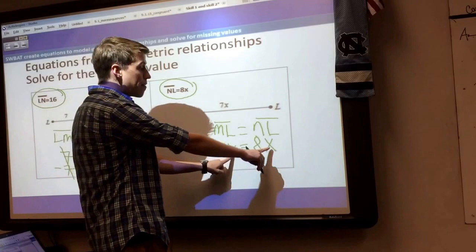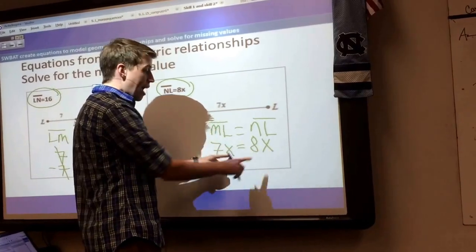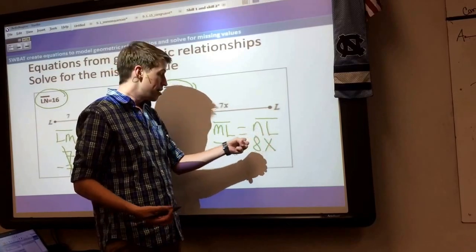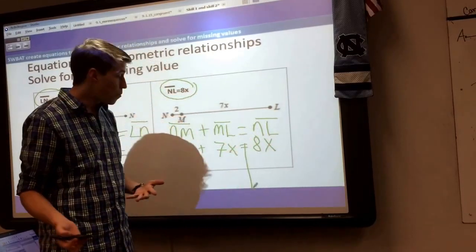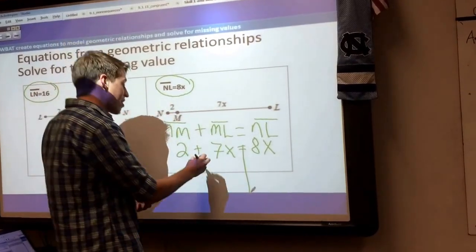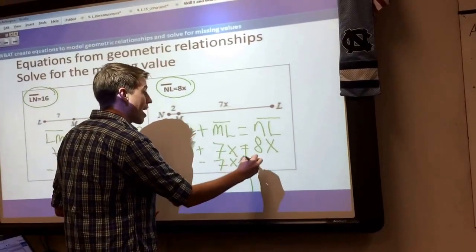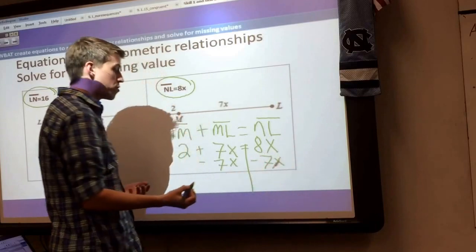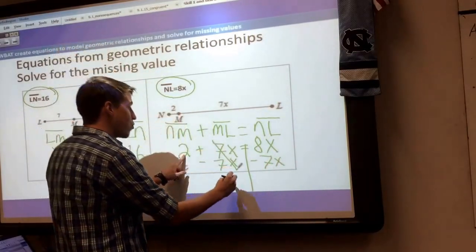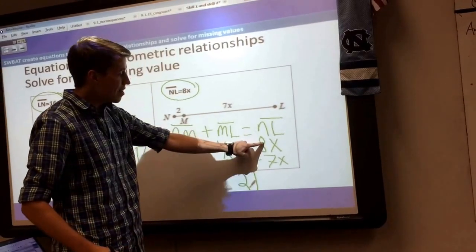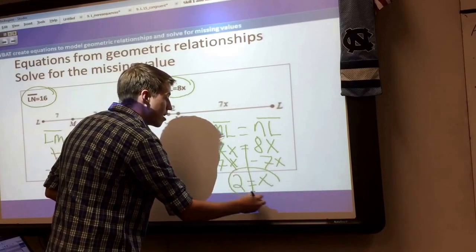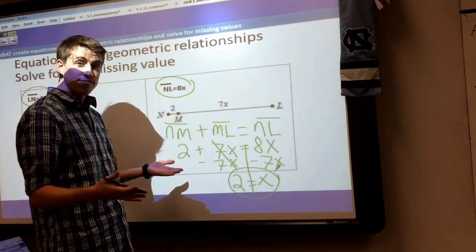I see here I have my variable on both sides, and my first step should always be trying to get my variables to the same side. Since they're on opposite sides of the equal mark, we'll need to use some inverse operations. Since I see plus 7x, we'll do the opposite and subtract 7x from both sides. 7x minus 7x is 0, so we're just left with 2. And 8x minus 7x gives us just regular x, and we are all done.